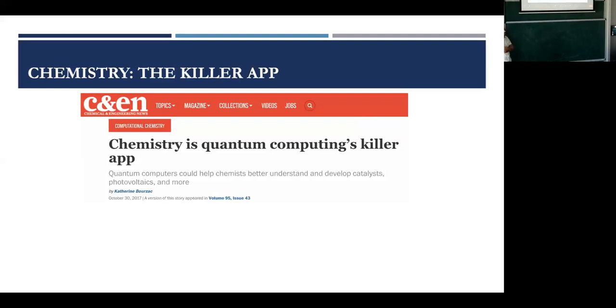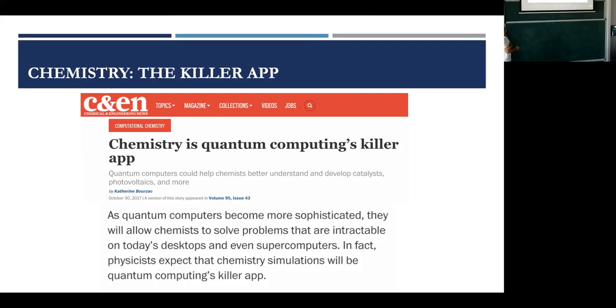And this is one of the phrases making rounds in the quantum computing community: chemistry is the killer app. This appeared in Chemistry and Engineering News in 2017, and it says that chemistry is quantum computing's killer app. But when you read the article, it's basically the physicists who expect that chemistry simulations will be quantum computing's killer app. So it's basically an expectation. So still it is an expectation.